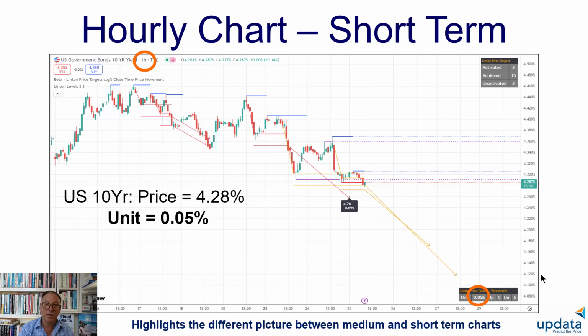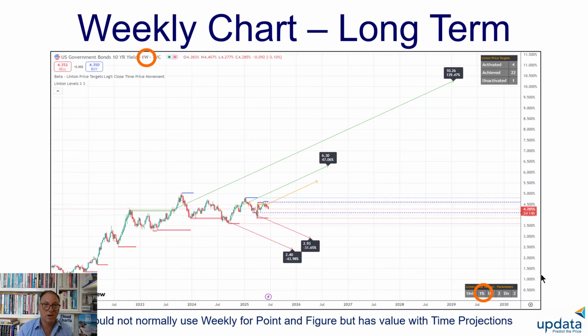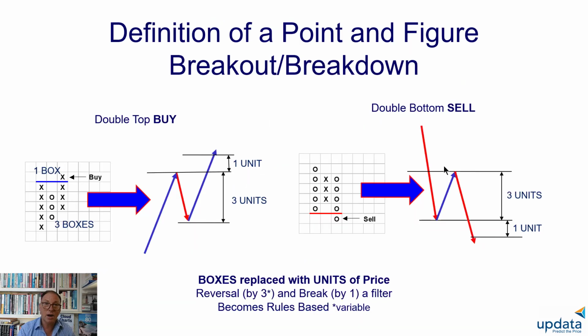And then if we go to a long-term chart, a weekly chart, and a lot of point and figure people would not think of using a weekly chart when you've got the daily chart as your filter, but we can put the targets on weekly charts for long-term targets. And here, for example, we can see target into 2029, 4 years away, because it's a long-term chart. So getting that time frame right is really quite key.